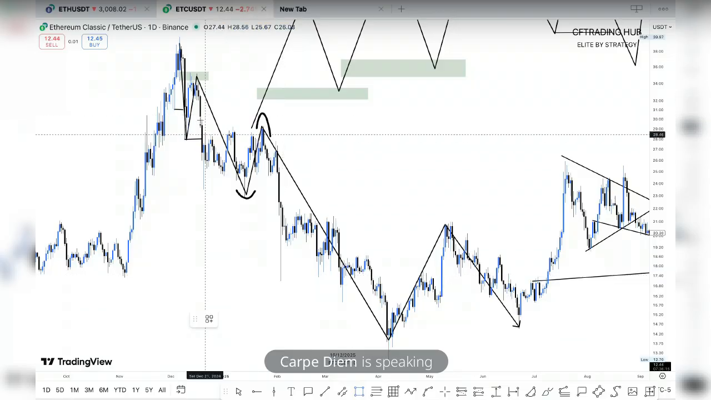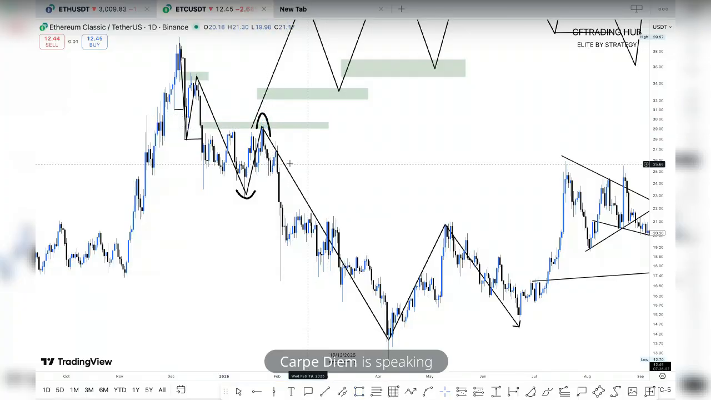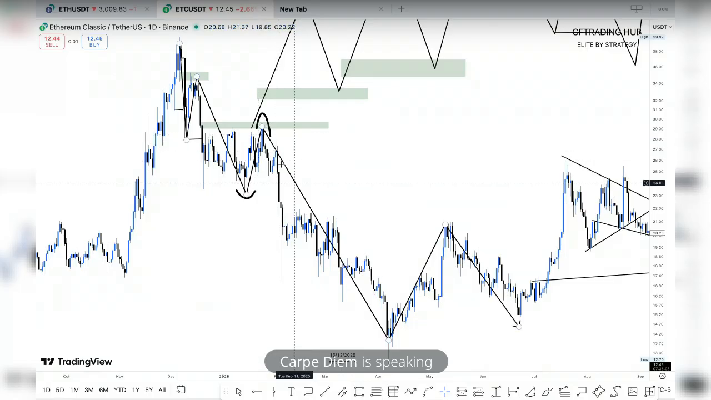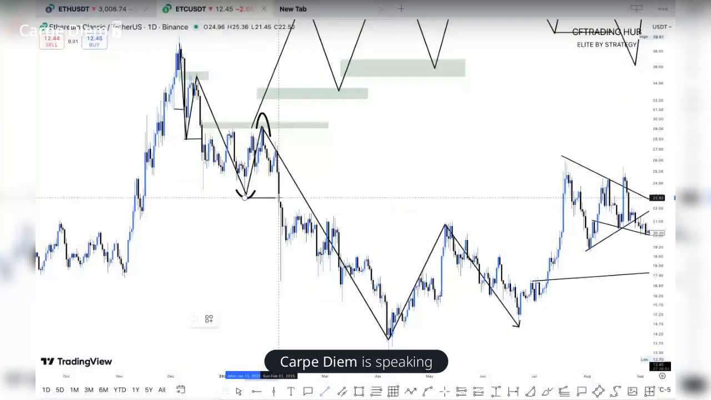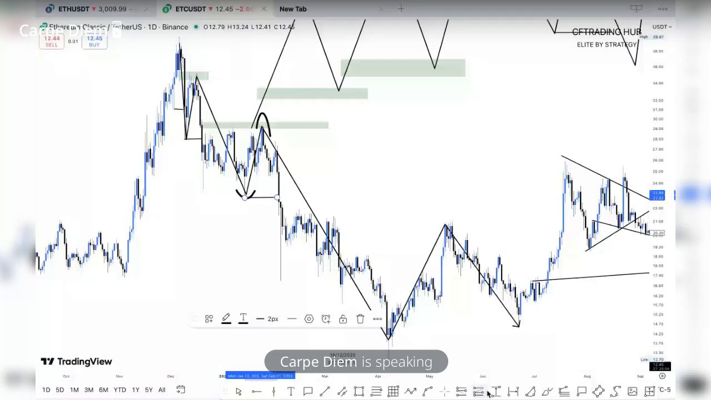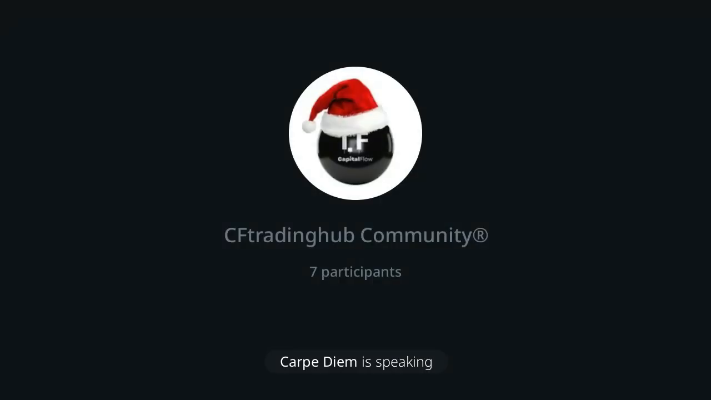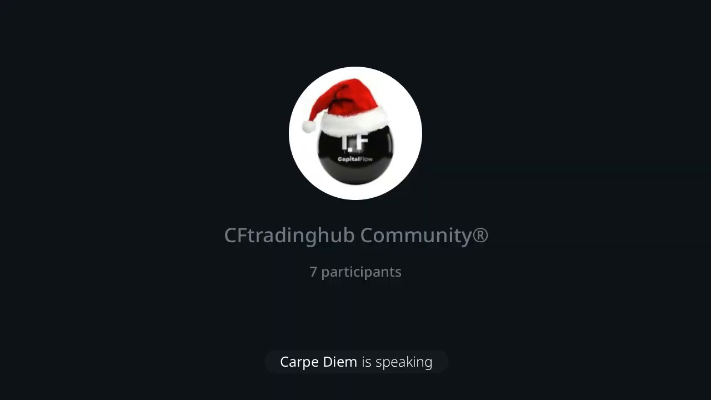You can't know it yet, but there is a supply block over here, just like that. After rejecting from that supply block, what happened next? We got the next break of structure over here. After the break of structure over here, this is not the lower low. This is not the lower low. This is the lower low.